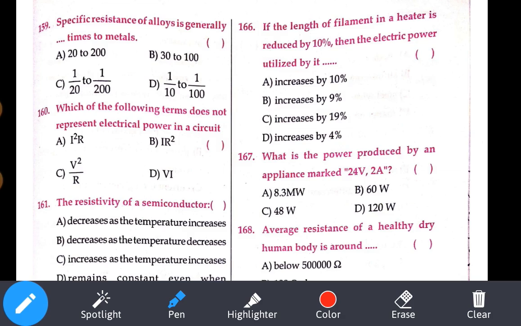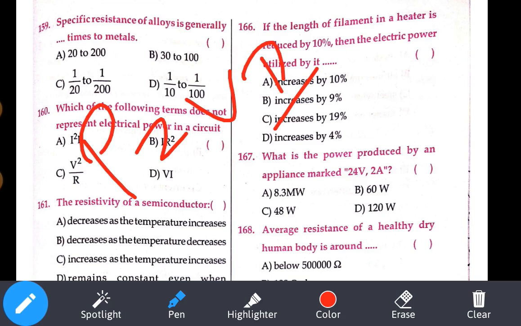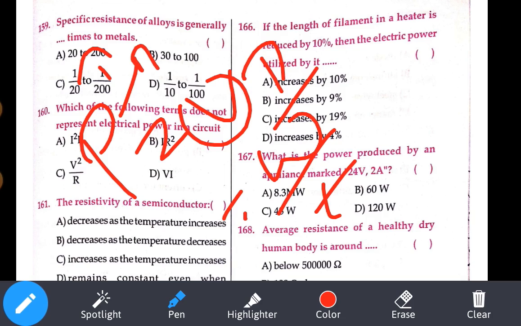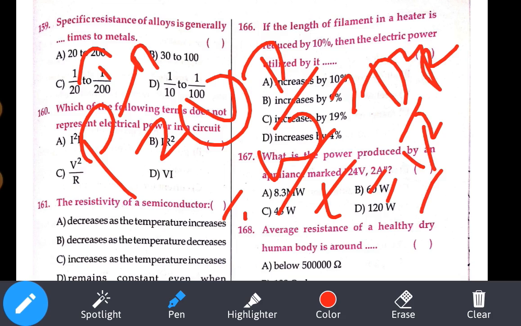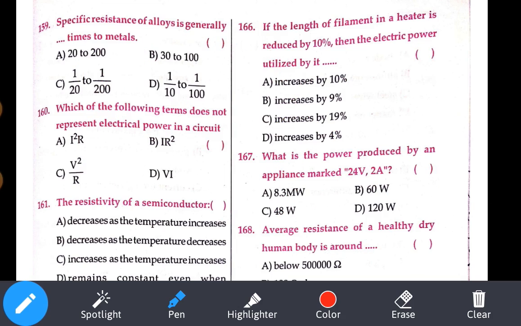Which of the following terms does not represent the electric power? What is the formula for power? Power is nothing but VI, or you can say W by T. V is nothing but IR, so we can say it as I square R. We can simply say that V square by R. So whichever formula is not there will be our answer. I R square is wrong. I square R is the right answer. So option number B is our answer.